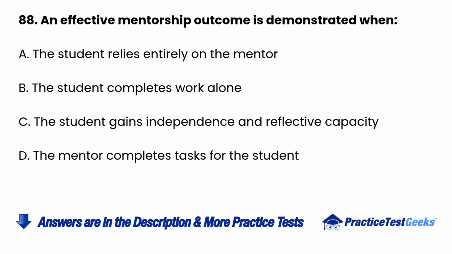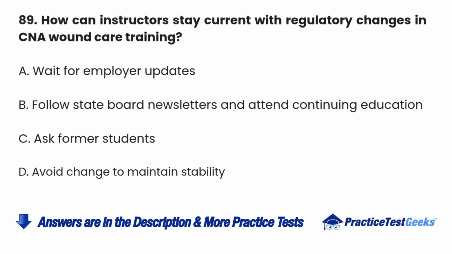88. An effective mentorship outcome is demonstrated when A. The student relies entirely on the mentor. B. The student completes work alone. C. The student gains independence and reflective capacity. D. The mentor completes tasks for the student.